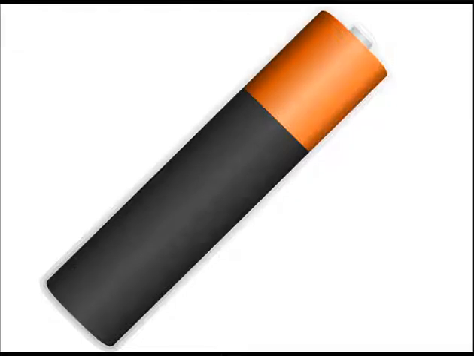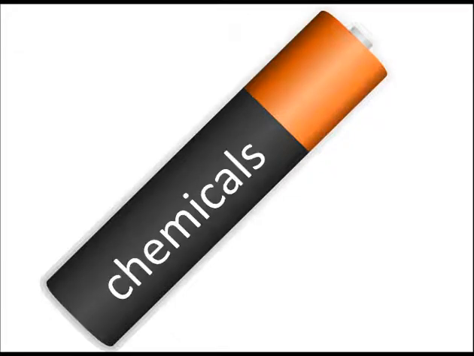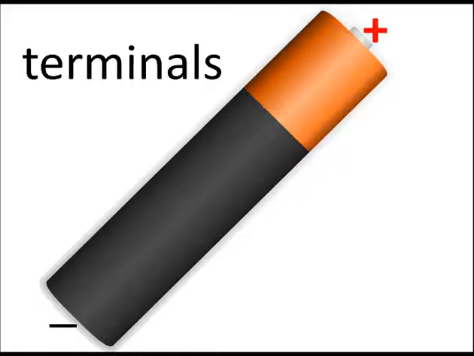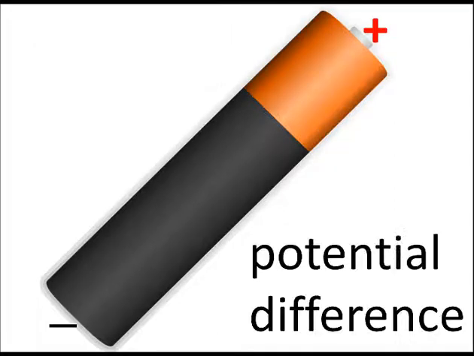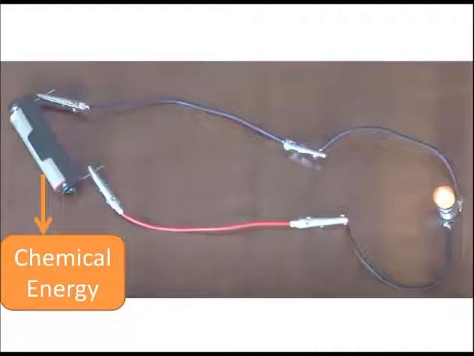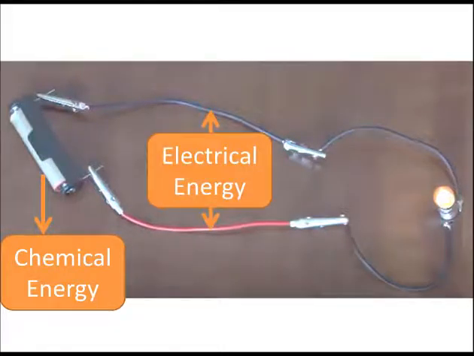But how? Well, in the case of a battery, there are chemicals inside the battery, and chemical reactions happen at each of the two terminals, causing them to become differently charged, setting up a potential difference relative to one another. In this way, chemical potential energy is converted into electrical potential energy.